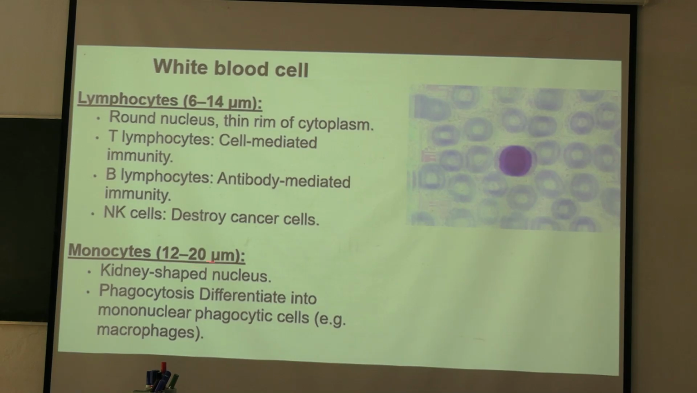Monocytes: 12 to 20 micron in diameter, kidney-shaped nucleus, phagocytosis and differentiation into mononuclear phagocyte cells, that is macrophages.